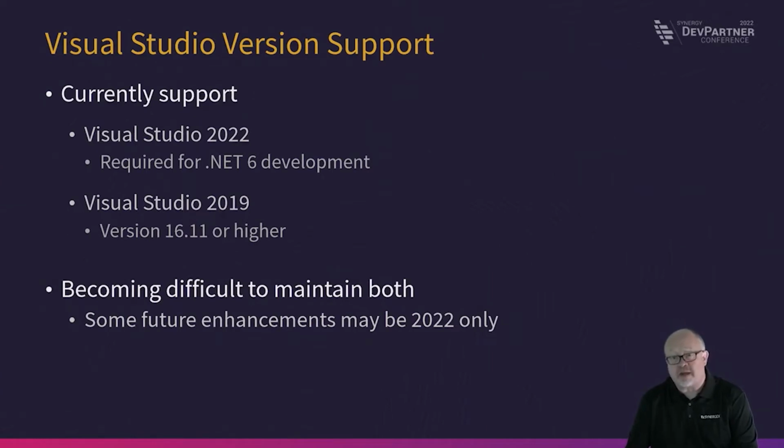It's becoming quite difficult to maintain support for both versions, likely because of the significant differences between the two, the former being a 32-bit product and the latter being a 64-bit product. While we have no intention of dropping support early for 2019, it may become necessary to begin distributing enhancements only in the 2022 version in the future. At this time, we encourage upgrading to Visual Studio 2022 so long as your system supports it.